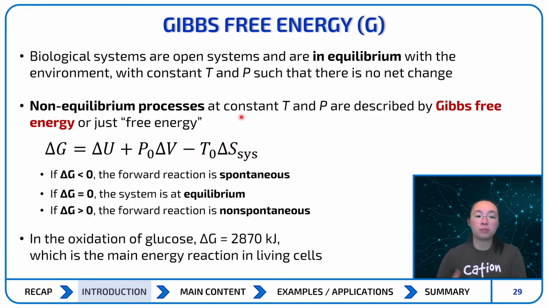So that means a negative change in entropy means something that's not spontaneous, because it means we're creating something of greater order versus disorder. So that means the forward reaction is non-spontaneous. So an example is the oxidation of glucose. Delta G is equal to 2,870 kilojoules, which is the main energy reaction in living cells. It is a value that's greater than 0, so that means the forward reaction is non-spontaneous, and that means we need energy.